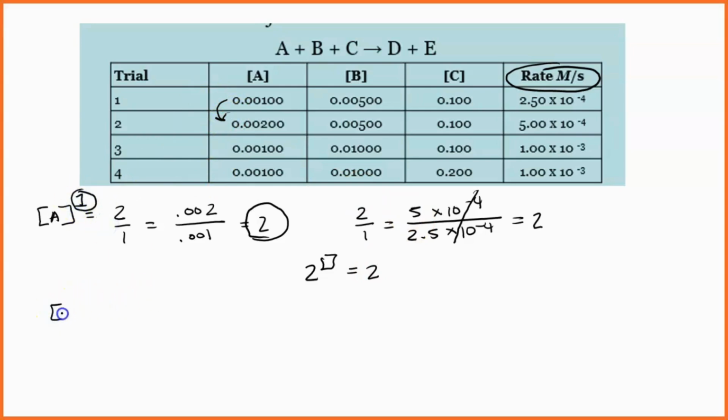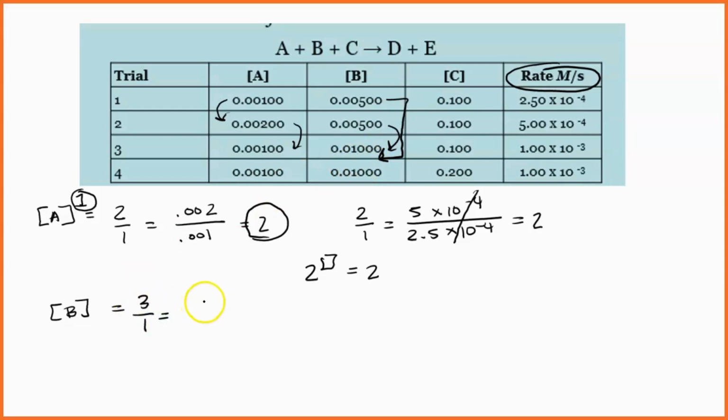I'm going to do the same thing for B. I want to see which trial B changes, but everything else stays the same. I noticed that from 2 to 3, B changes, but so does A. So I can't use from 2 to 3. Maybe from 1 to 3, it changes, and everything else stays the same. So I'm going to compare 1 and 3. I'm going to put whichever concentration is higher on the top. So I'm going to do 3 over 1.